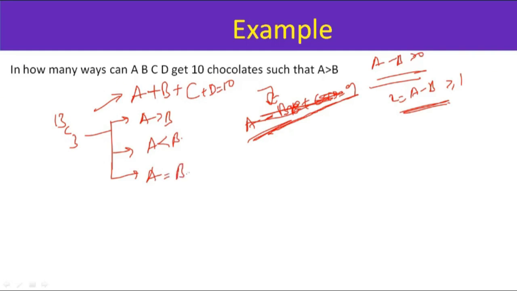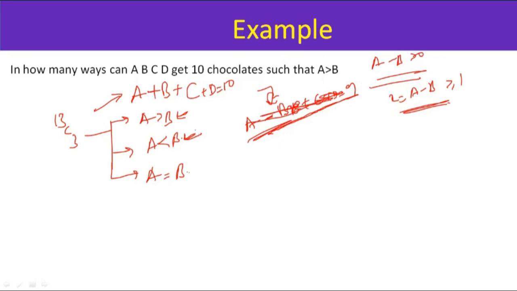By symmetry, can I say A greater than B and A less than B will be the same? Because in half of the cases A will be greater than B, in half of the cases A will be less than B. Is this clear to everyone so far? Yes, no? We have done the symmetry part earlier, right?